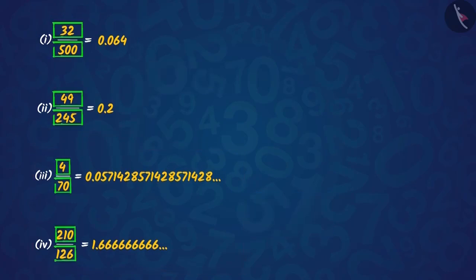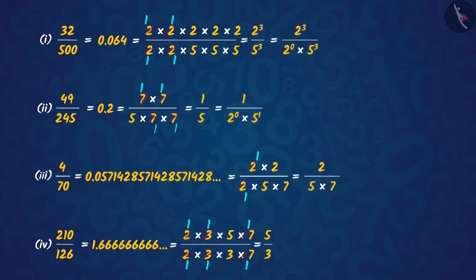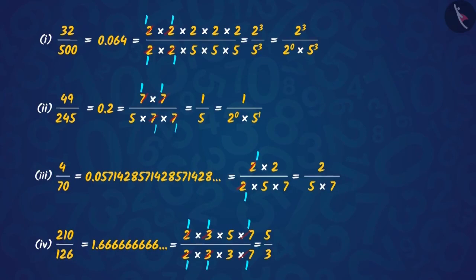If we take the numerator and denominator of these rational numbers in the form of prime factors, you will see that the denominator of terminating rational numbers can be written as 2 raised to n into 5 raised to m. While the denominator of non-terminating rational numbers cannot be written in this format. Thus, we can say that the inverse of the theorem we just studied is also true, which we can formally write as follows.